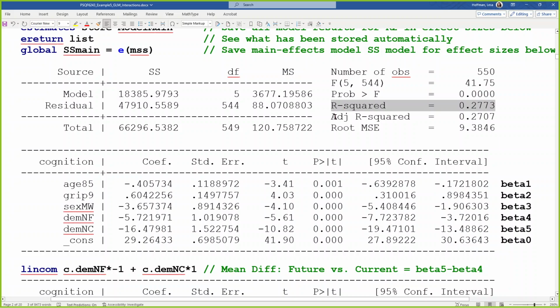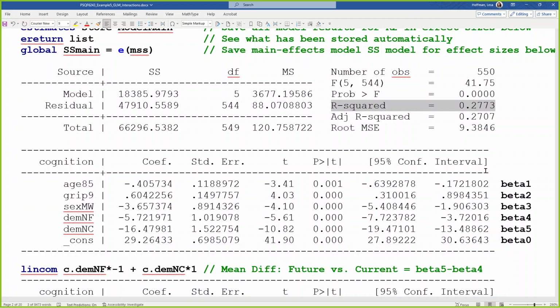So there's an asymmetry here that can be confusing. 88 is the amount that's left over out of 120, but we're focusing on the rest of it. 120 minus 88. 27% of it is explained. So we typically report R square, 0.28. Does that sound like a lot? It depends on the context.